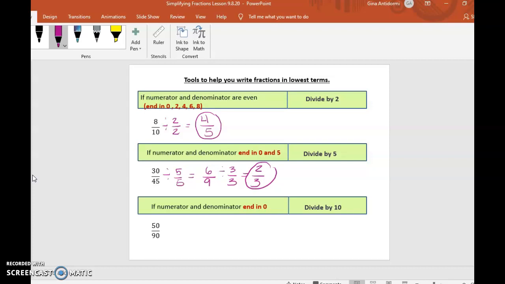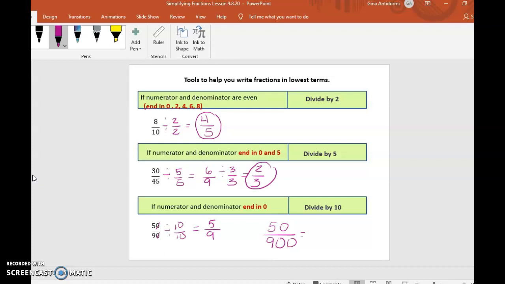This is simplest form. All right, here, if a numerator and denominator end in a 0, we can divide by 10. So if they both end in a 0, we can divide by 10. And we end up with 5/9. And a shortcut here is we can chop off the zeros on the end. So we get 5/9.